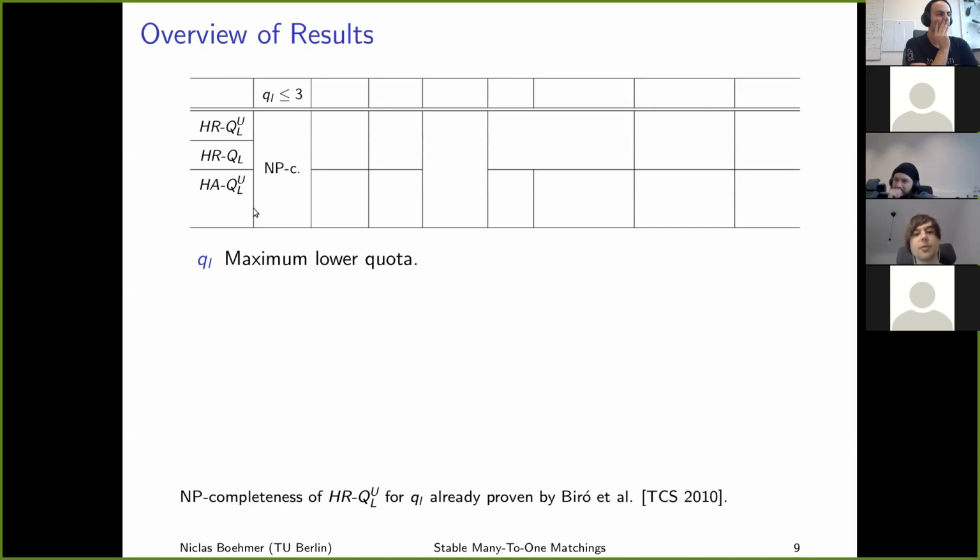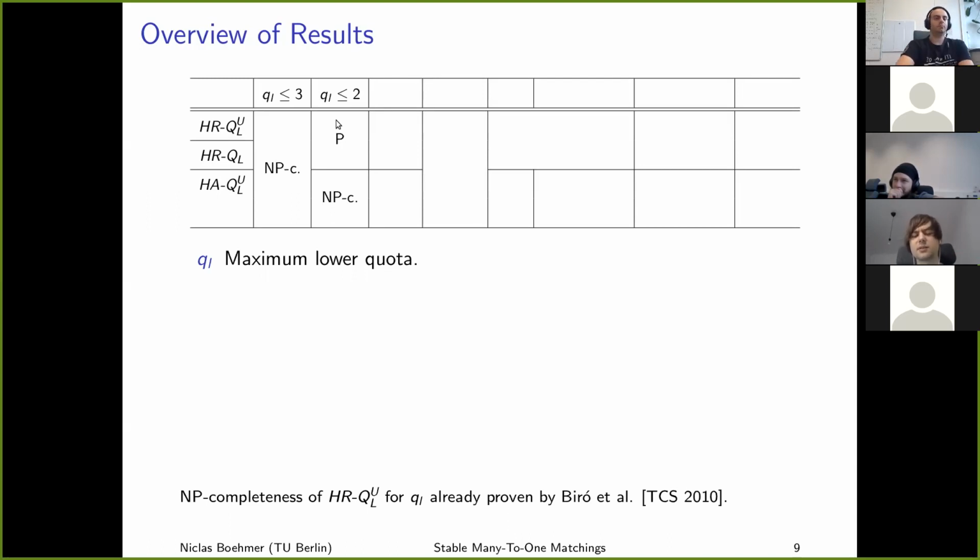It was already known that the hospital residence problem with lower and upper quotas is NP hard, or respectively NP complete, even if the lower quotas of hospitals are at most 3. Using an alternative reduction, we were also able to prove that this holds for the other 2 problems. Then it was obvious to consider the case where the lower quota of each hospital is at most 2. Here, this result is by far the most involved one in our paper.